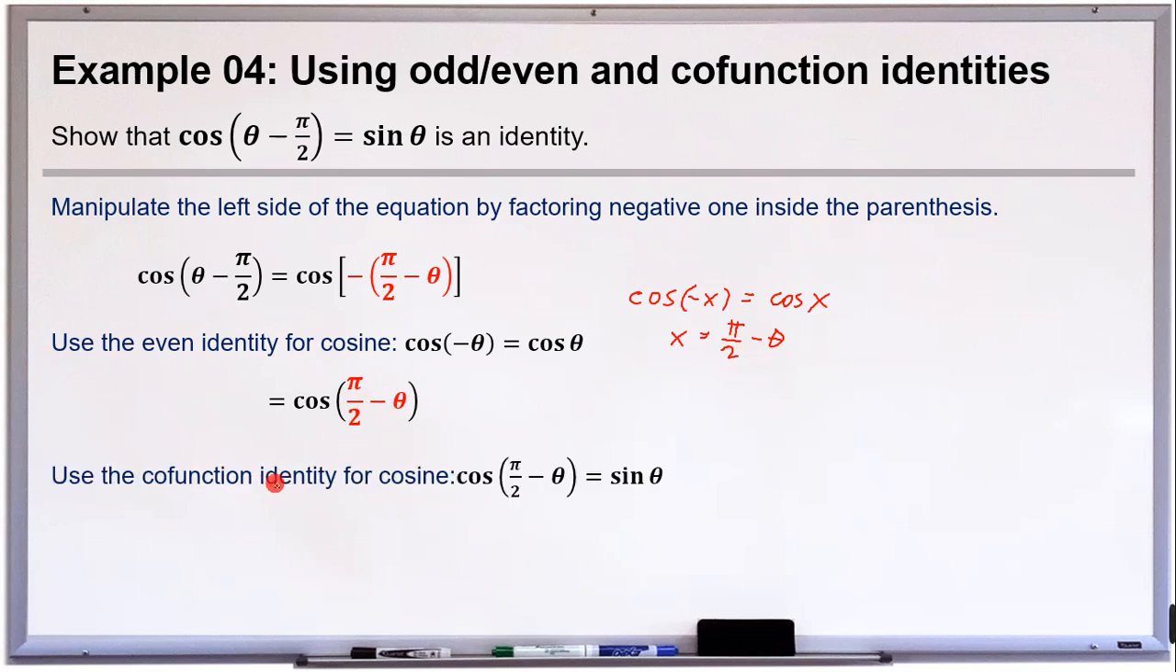Then use the cofunction identity for cosine. So we all know that the cosine of the complementary angle for theta is equal to the sine of theta. So that is equal to sine of theta, and therefore this is equal to the right side of the equation. So both these two expressions are indeed an identity.